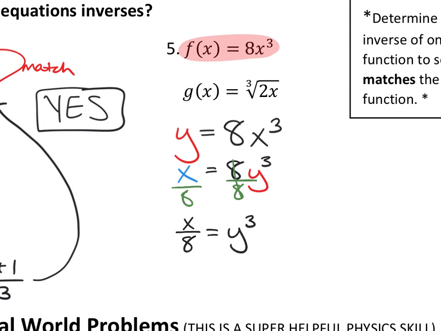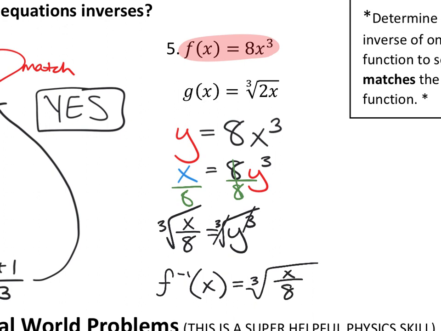And we just spent some time working on how to undo cubes. We did it on our Kahoot at the beginning of class. How do we undo a cube? Sort of. Not a square, though. Cube root. Very good. So on both sides we're going to do the cube root, which will make the cube root and the cube cancel each other out. Which means we are left with f inverse of x, because all this cancels, right? And we just have a y left, equal to the cube root of x divided by 8.